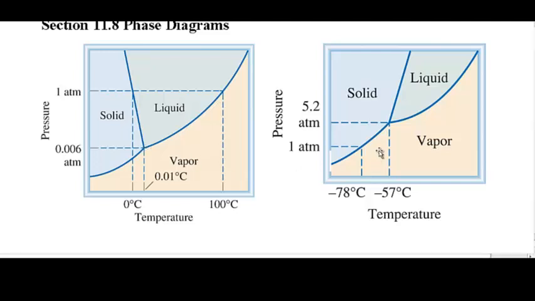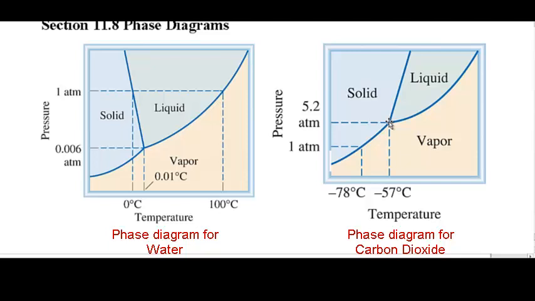This is carbon dioxide shown on the right. That triple point is a pressure-temperature combination of 5.2 atmospheres at minus 57 degrees C. So that is where solid, liquid, and vapor or gas coexist. So here I'm using vapor and gas interchangeably.